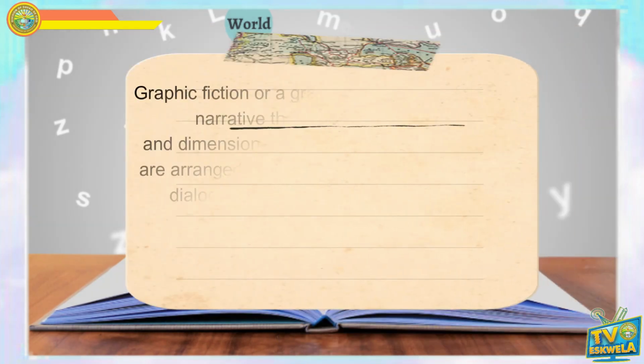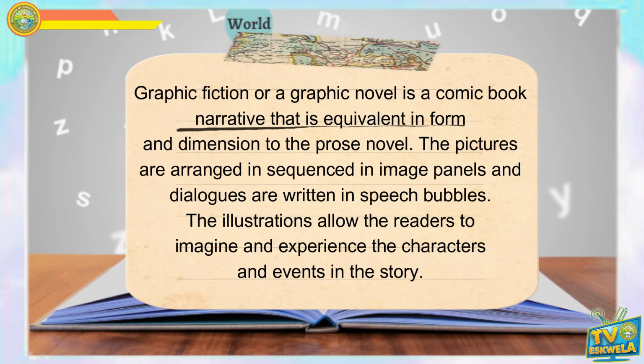Graphic fiction, or a graphic novel, is a comic book narrative that is equivalent in form and dimension to the prose novel. The pictures are arranged in sequence, in image panels, and dialogues are written in speech bubbles. The illustrations allow the readers to imagine and experience the characters and events in the story.